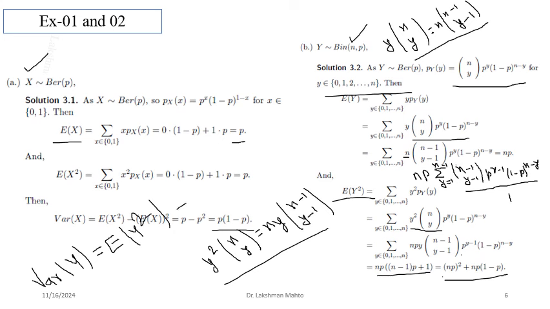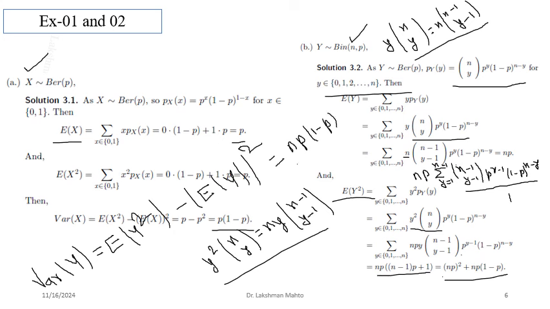Minus the square of the expectation of y. If you simplify all of these, the simplified form is just n times p into 1 minus p.